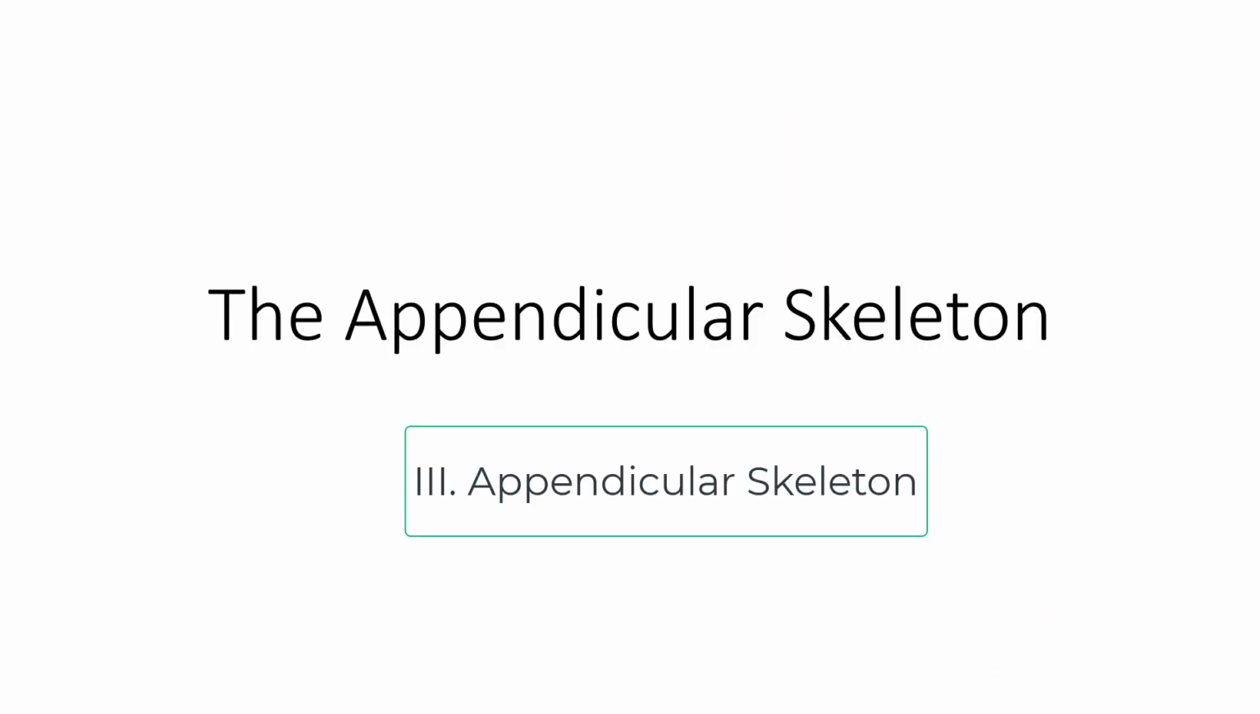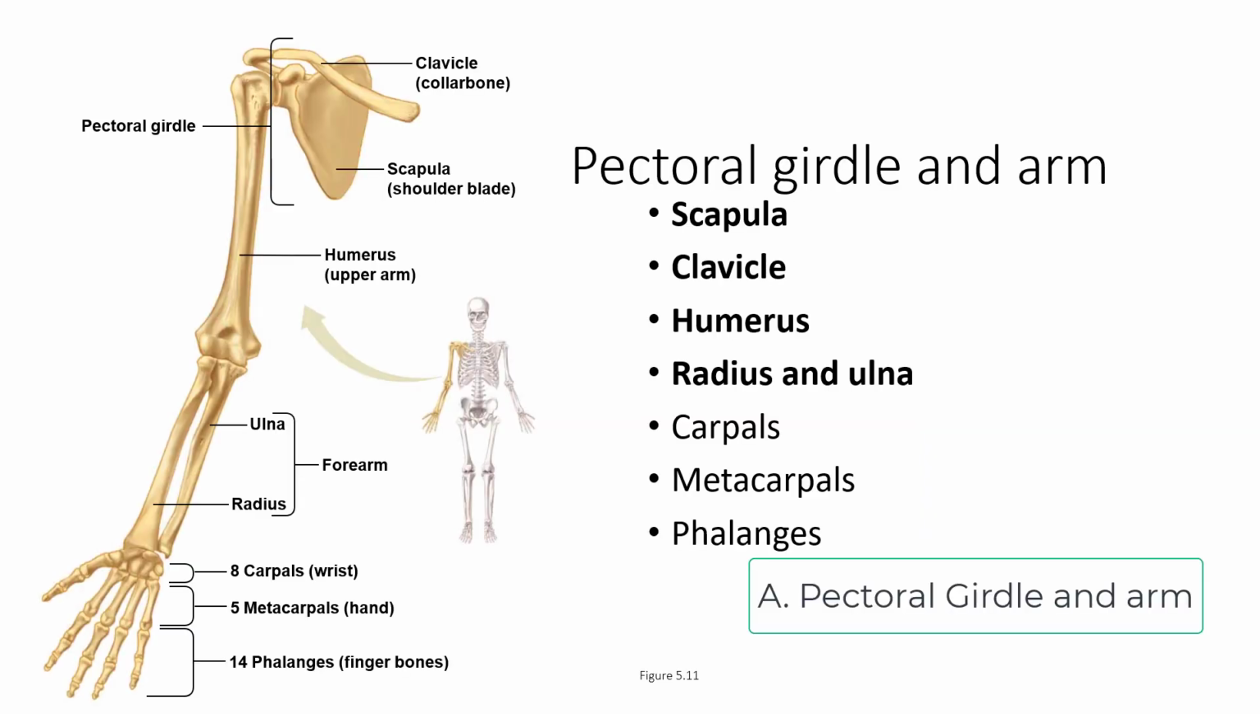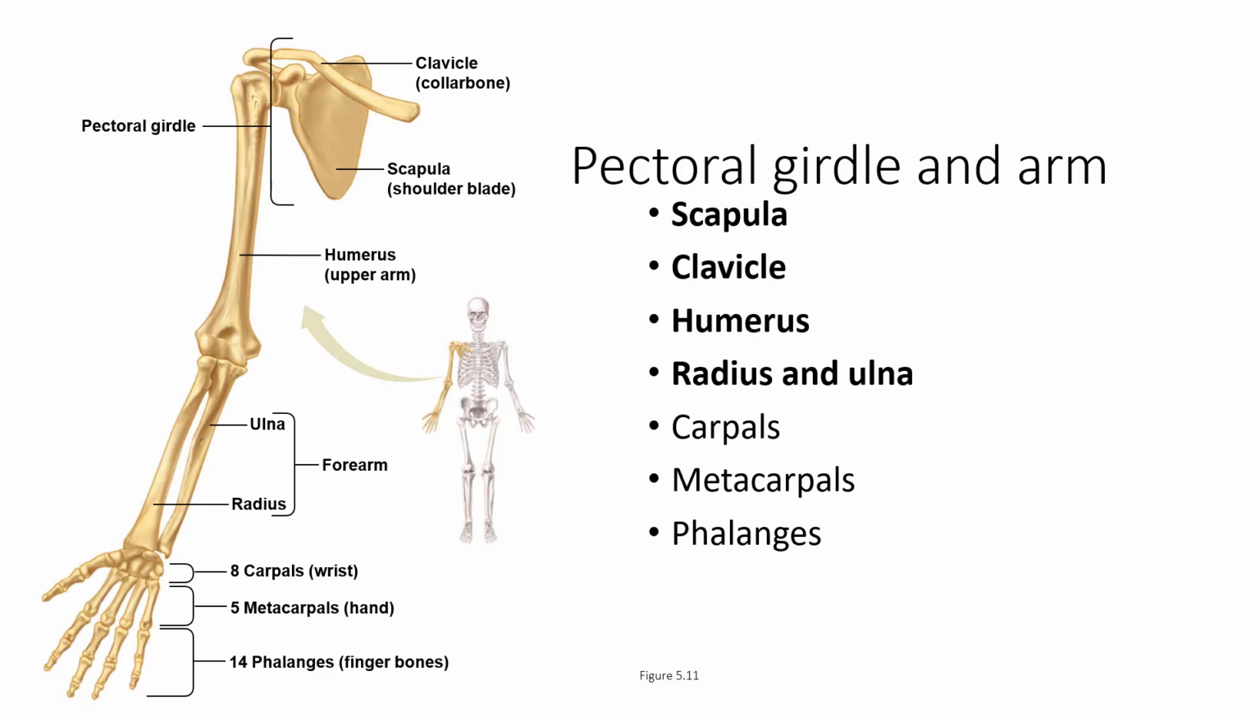Moving on to the appendicular skeleton, which is basically everything else, mainly the limbs. First off, the pectoral girdle and the arm. The scapula or shoulder blade is in the back. The clavicle, you can tap that. That is your collarbone. There are 2 of them, and they're attached in the middle here.